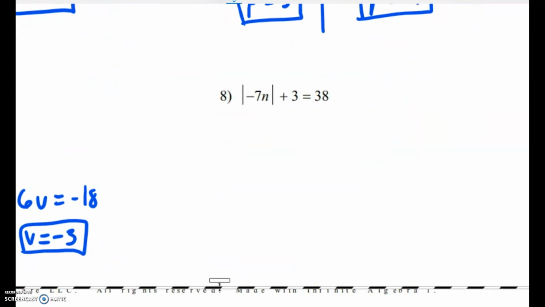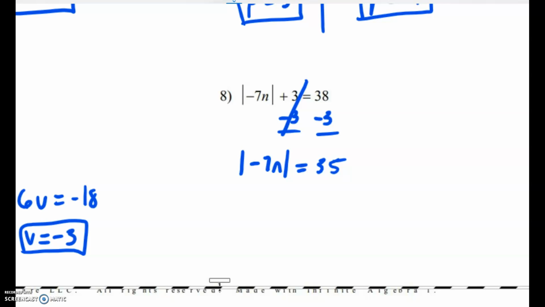All right, let's look at question 8. See if you can try this one first and then resume the video when you're ready to check my work. All right, so we have to start by moving the 3 because the absolute value is not by itself. So I'm going to subtract 3. And now I have the absolute value of 7n is equal to 38 minus 3, which is 35.